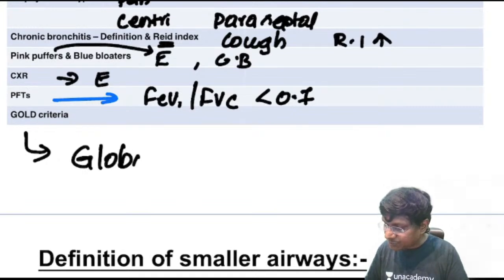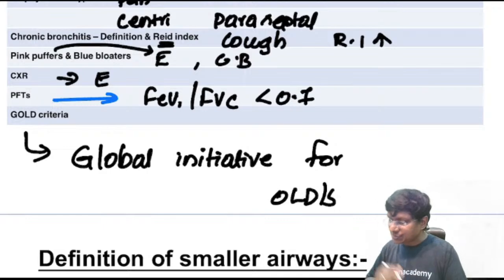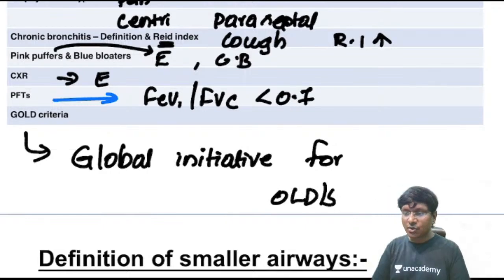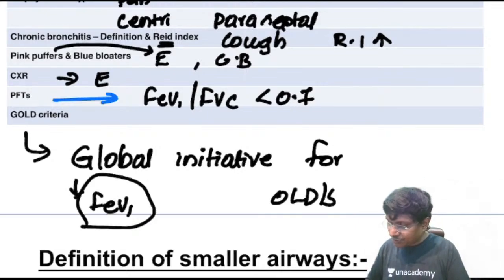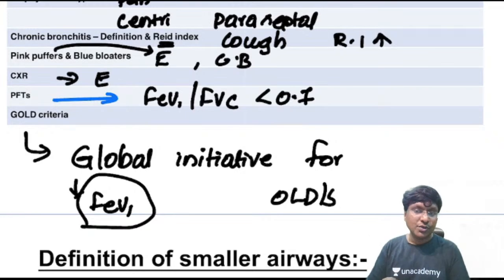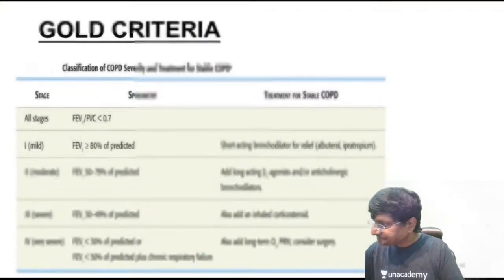GOLD criteria stands for Global Initiative for Obstructive Lung Disease. That is what is called the GOLD criteria, right? Now, depending upon your FEV1 value, we assess the severity of COPD. Okay, so what is that? Let me just show you.